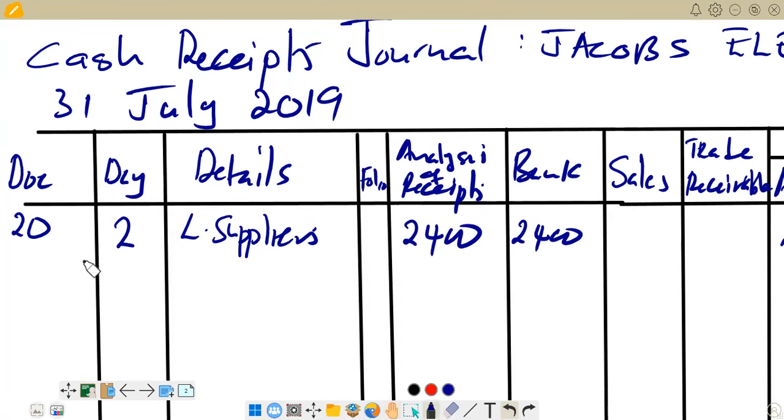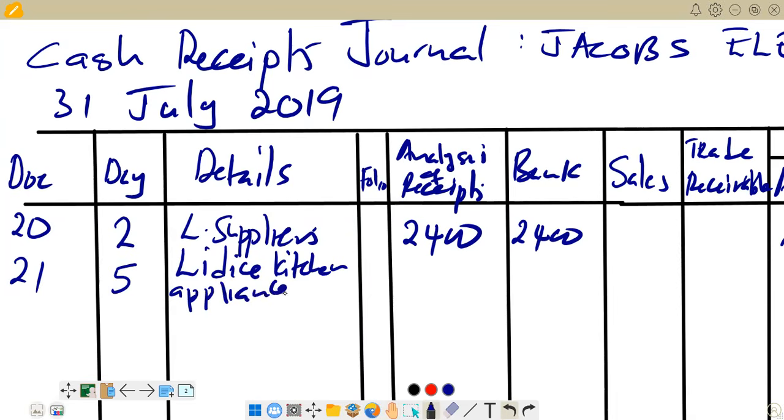So this is our cash receipts journal. Remember, the document number is 21, the day is 5. Then on details, we are going to write Ladies Kitchen Appliances. Then on the amount, we have 2,490.